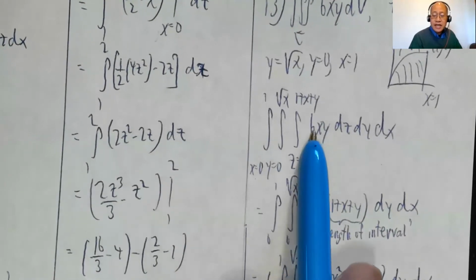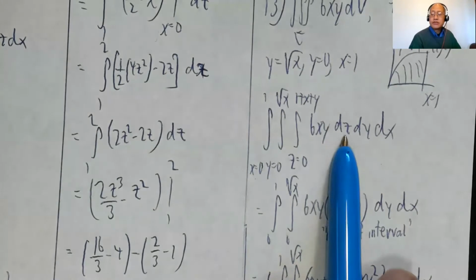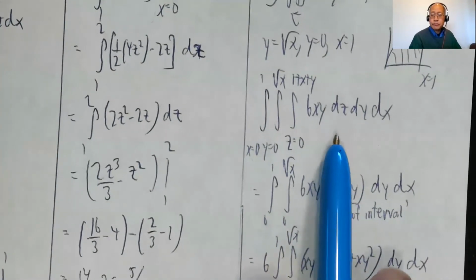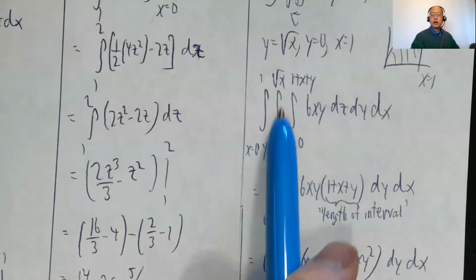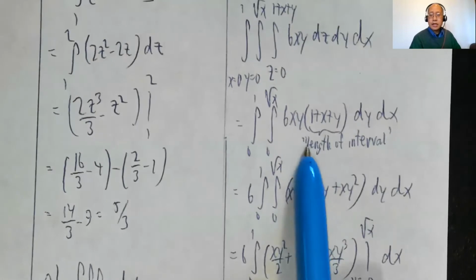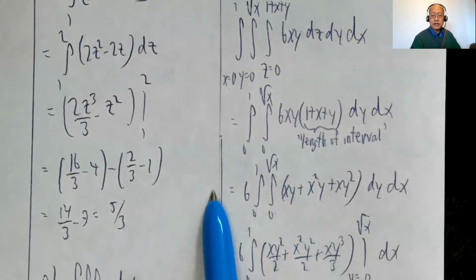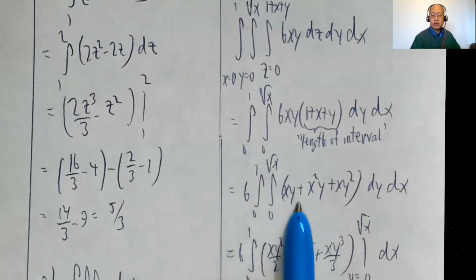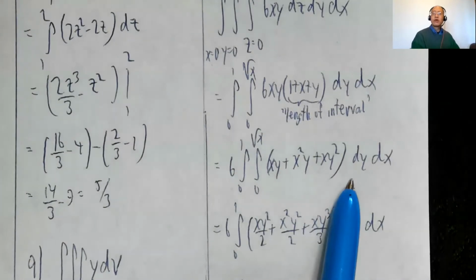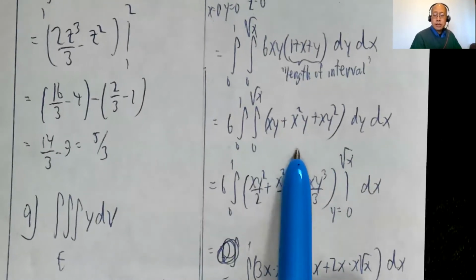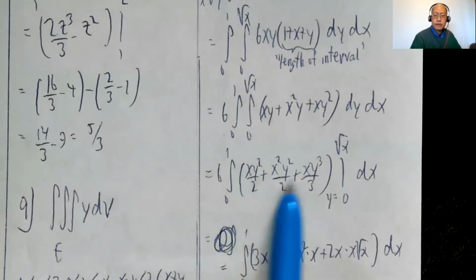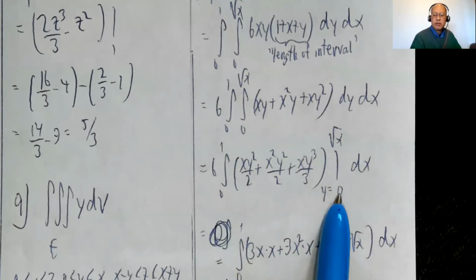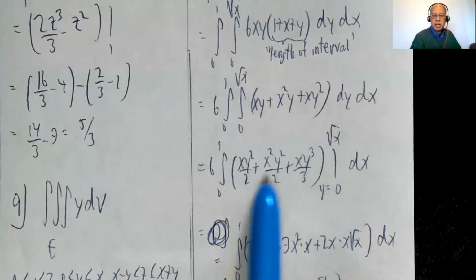Okay, again, 6xy is constant as far as z is concerned. So it's just a constant 6xy times the so-called length of the interval, which is 1 plus x plus y minus nothing. Okay, distributes. I take out the 6. Xy plus x squared y plus xy squared dy dx. Okay, so integrate with respect to y. Xy squared over 2 plus x squared y squared over 2 plus xy cubed over 3 from 0 to radical x. Plug in 0, you get 0.